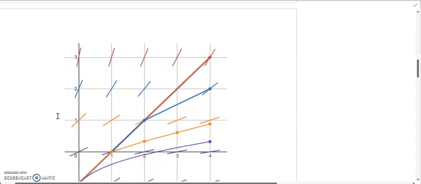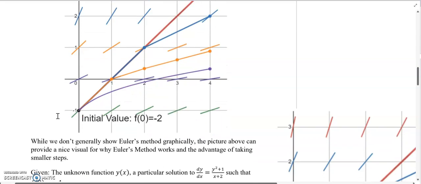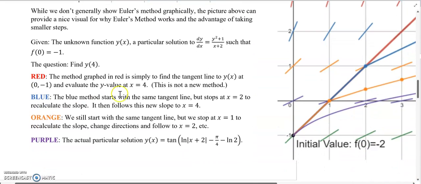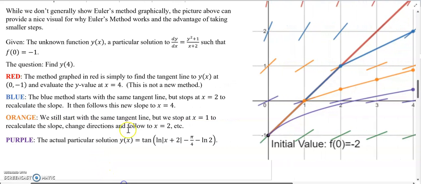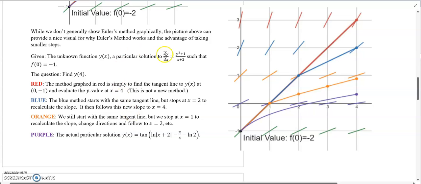So we can look at this graphically. Normally, we don't look at Euler's method graphically, but maybe at least at the beginning, just so we can kind of understand what's going on in the background. Here's a slope field of the differential equation dy/dx equals (y squared plus 1) over (x plus 2). This is graphed in that Desmos slope field generator. I'm giving you the initial value of (0, 1). So there is a particular solution that travels through this point that satisfies this differential equation.